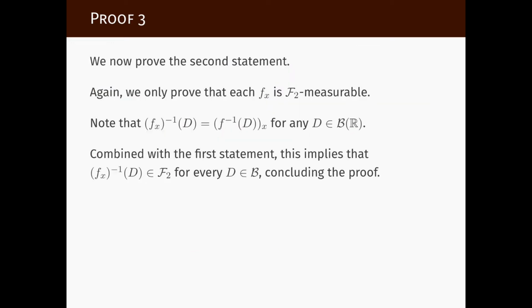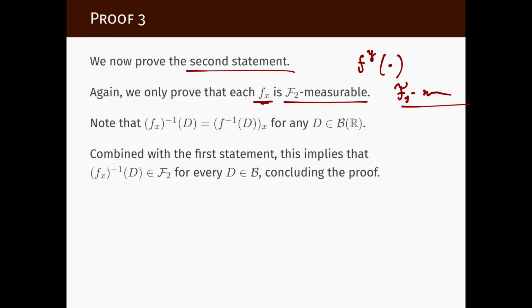And what is remaining now is the second statement, which is: if a function is measurable, then its sections are measurable. And of course, again, we can fix the first coordinate and prove that the resulting function will be measurable with respect to the second coordinate, because if we fix the second coordinate and consider a function of the first coordinate, it will be F1 measurable by exactly the same argument, just replacing x by y.